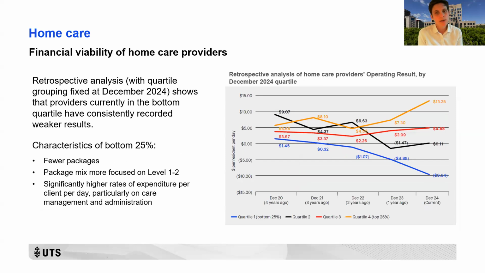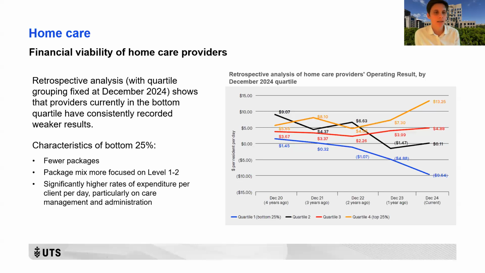To overcome that limitation, we also conducted some retrospective analysis. And what we do here is we hold the groupings of the providers fixed based on their most recent financial performance. So looking backwards, what this graph shows is the operating result of providers as they've been grouped as of December 2024. And this graph here shows that the providers in the current bottom quartile, so those in the blue, if we look backwards, they have consistently recorded weaker results than other groups. And this indicates that their financial challenges are perhaps more structural than cyclical.